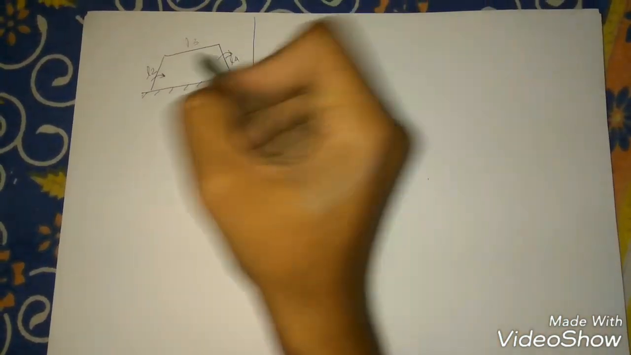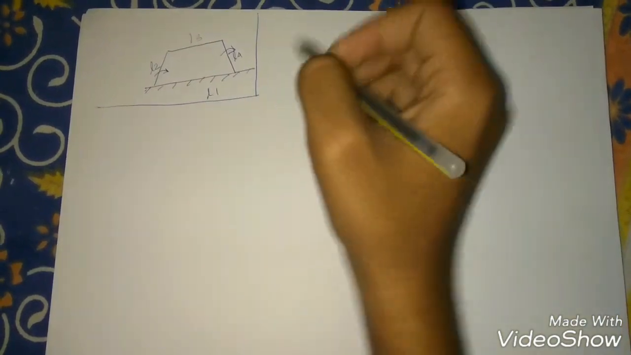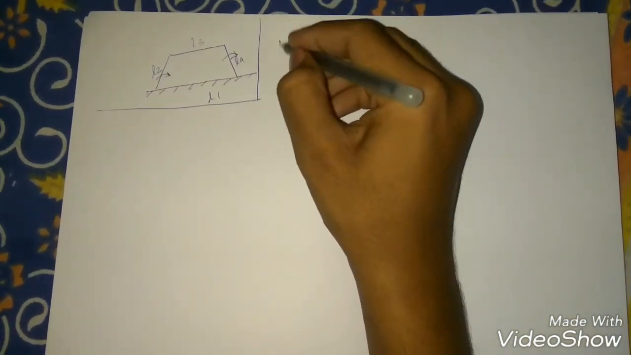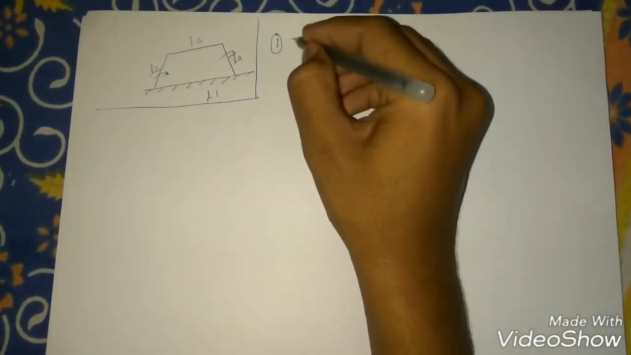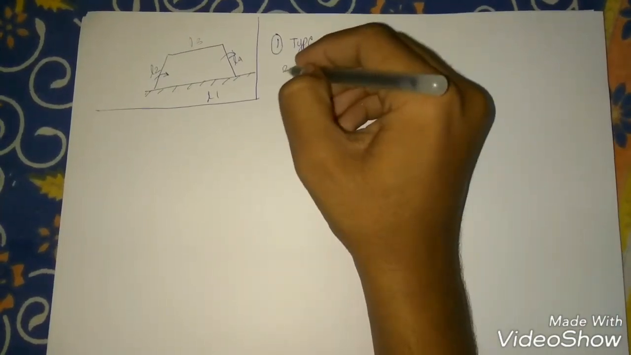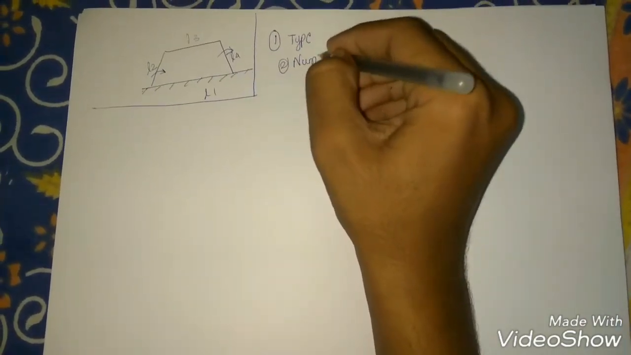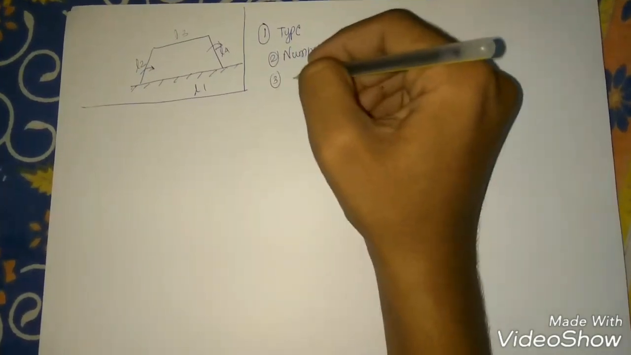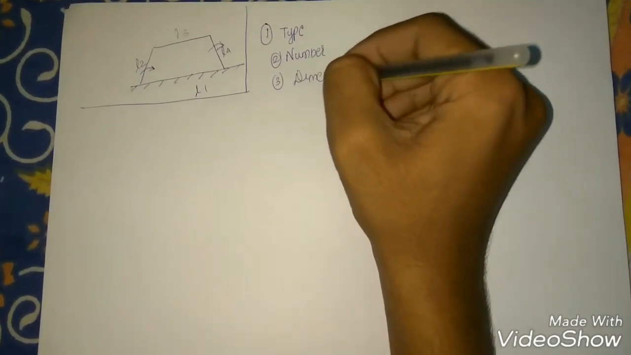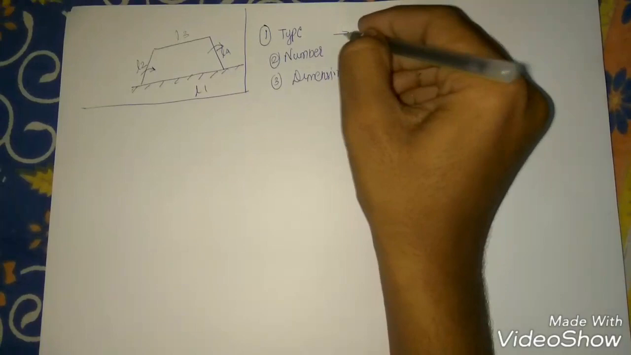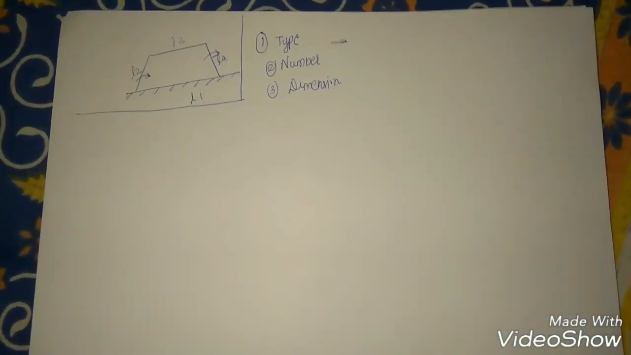The types or the steps in the synthesis of a mechanism are mainly divided in 3 parts, that is type synthesis, number synthesis, and the third one is dimension synthesis. So let's get started with the first one, that is the type synthesis.